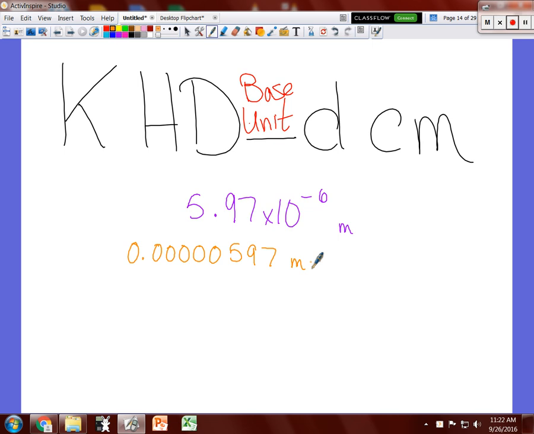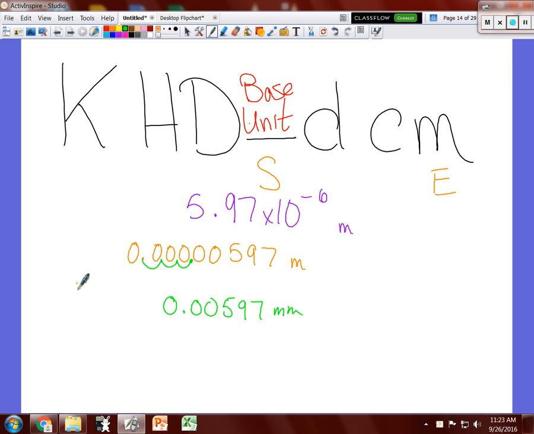Okay. Now I'm trying to go from meters to what? Okay, so I'm starting at the base, and I'm ending at millis. Everyone seeing what I'm doing here? Okay, now, if I need to move my decimal, what direction do I now need to move it to get to milli? 3, which way? 3 to the right. So 1, 2, 3. So it's now 0.00597 millimeters. Do you agree with that?